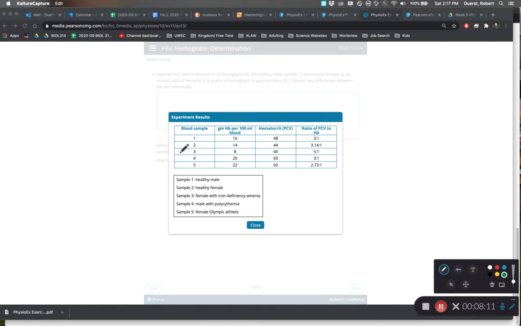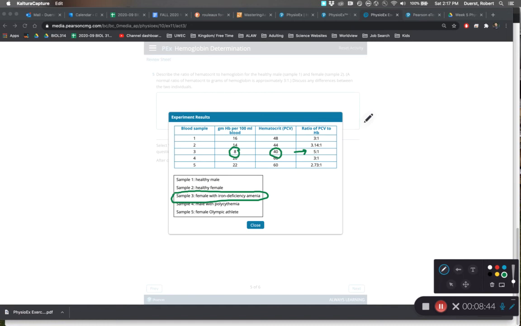And I know we weren't asked to talk about sample number 3, but I feel like it's worth mentioning right now. Sample number 3 is that individual with iron deficient anemia. So this individual has a very low concentration of hemoglobin. They have a reduced ability preferentially to make hemoglobin. Their ability, though, to make red blood cells is not that impaired. So when we look at this, 40 divided by 8 gives us a 5 to 1 ratio of PCV to hemoglobin. So the iron deficient female is going to have the highest ratio.